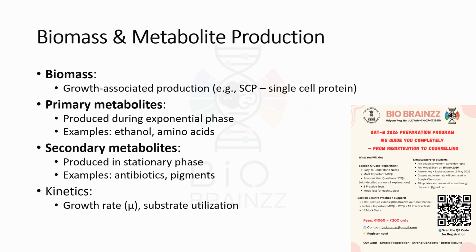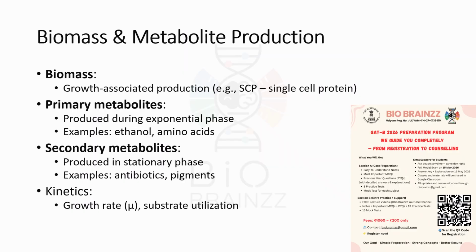Biomass production refers to the generation of cellular materials during microbial growth and is often associated with growth-related processes. Primary metabolites are produced during the exponential phase of growth and include essential components such as ethanol and amino acids. These metabolites are directly linked to cellular metabolism and growth. In contrast, secondary metabolites are produced during the stationary phase and are not directly involved in growth. These include antibiotics and pigments, which have significant industrial applications.